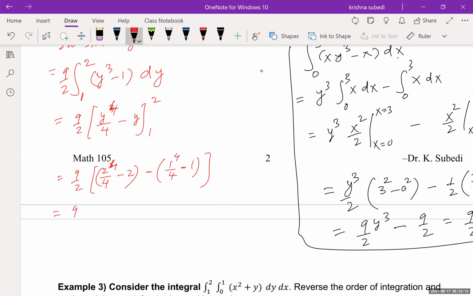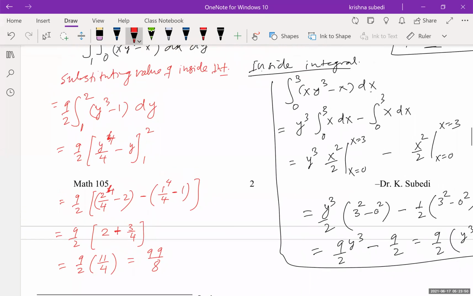Okay, so that's going to give me 9 over 2. It is 16 over 4, which is 4, minus 2, which is 2, minus, that's going to be 1 over 4 minus 1, which is negative 3 over 4. Positive 3 over 4, is that right? Yeah, positive 3 over 4. Now you got 9 over 2 times this, which will be 11 over 4. So we got 99 over 8.